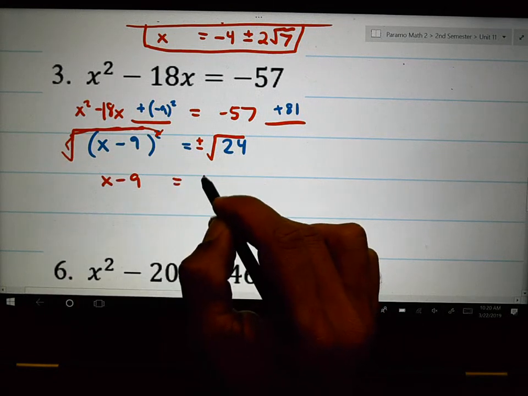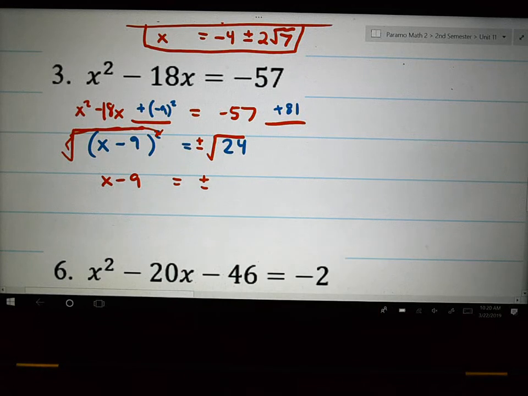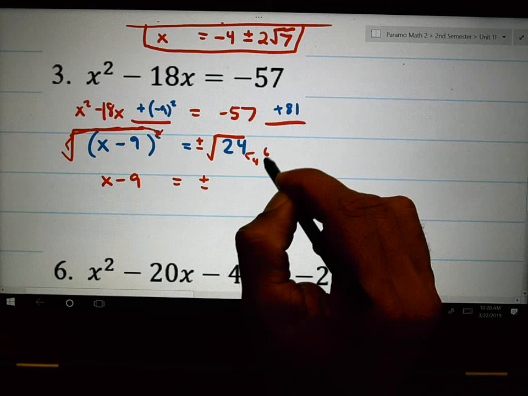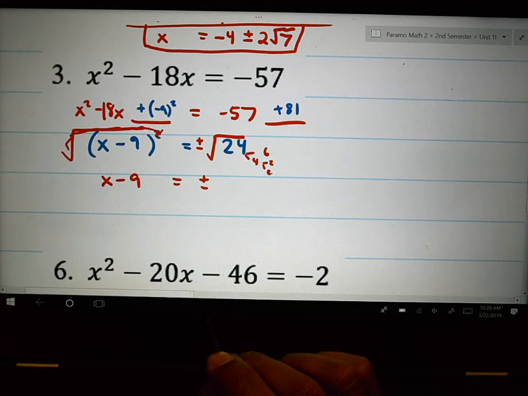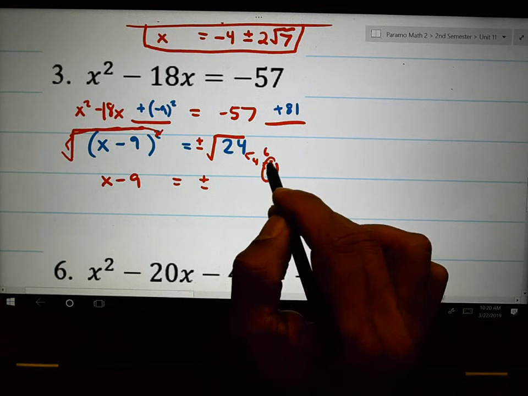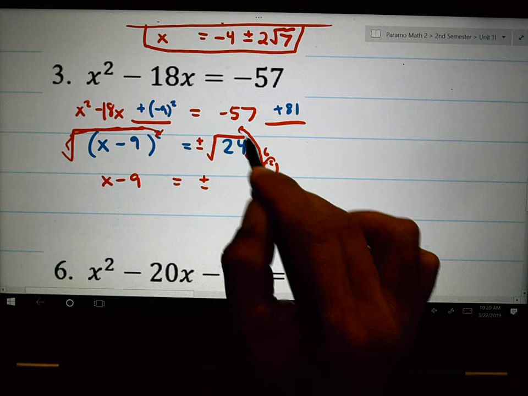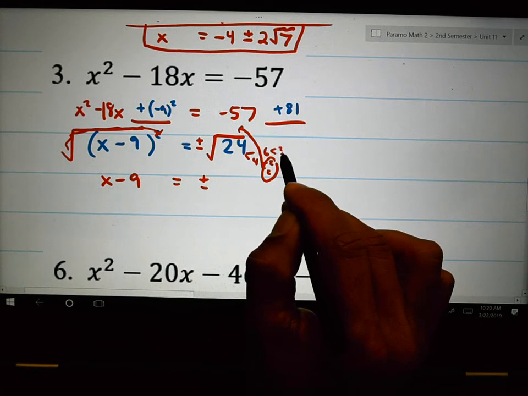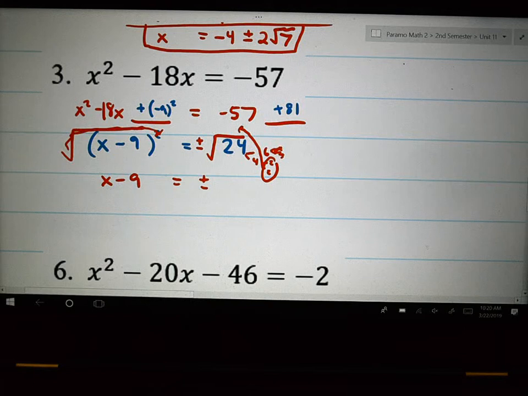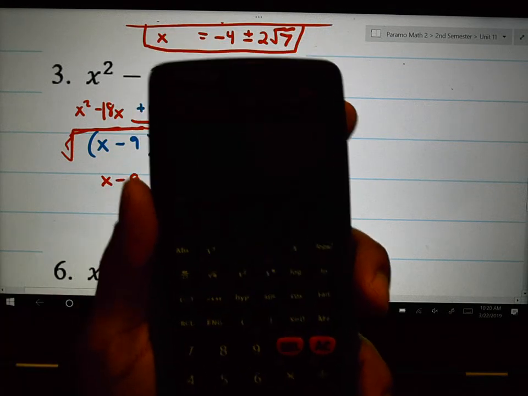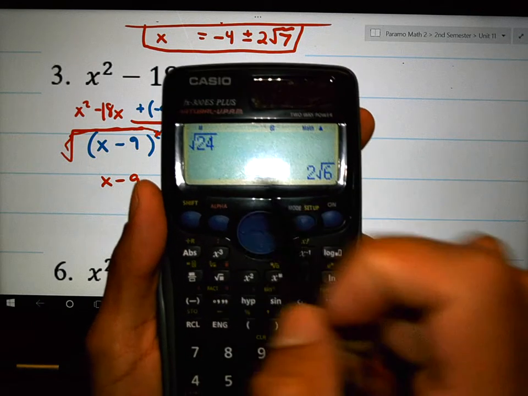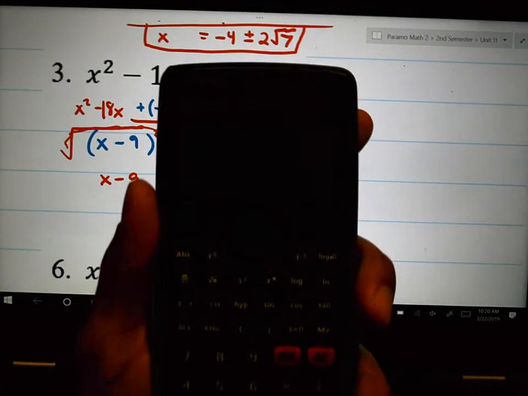Now, some of you know how to break this root 24 apart by hand. If you do not know, you're looking for pairs. The 2 pops out. The 6, there's a 2 and a 3, but there's no pair, so you might as well just leave it as a 6. Or you just go to your calculator and type in root 24. Let the calculator put it in lowest terms for you.